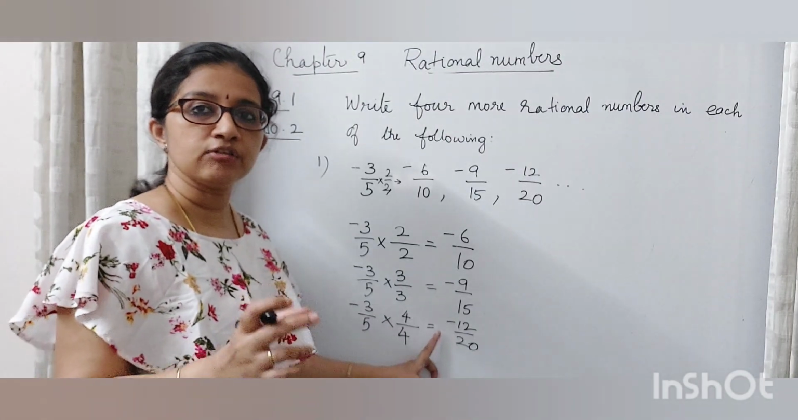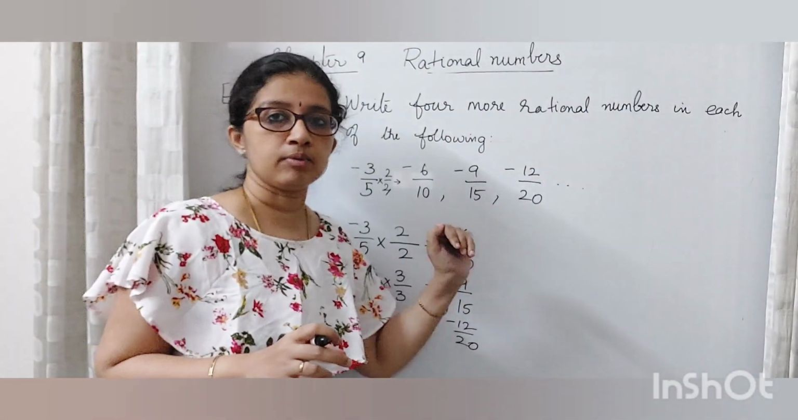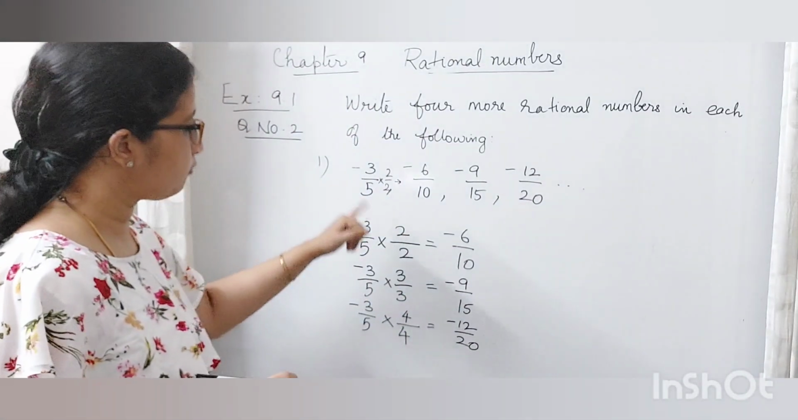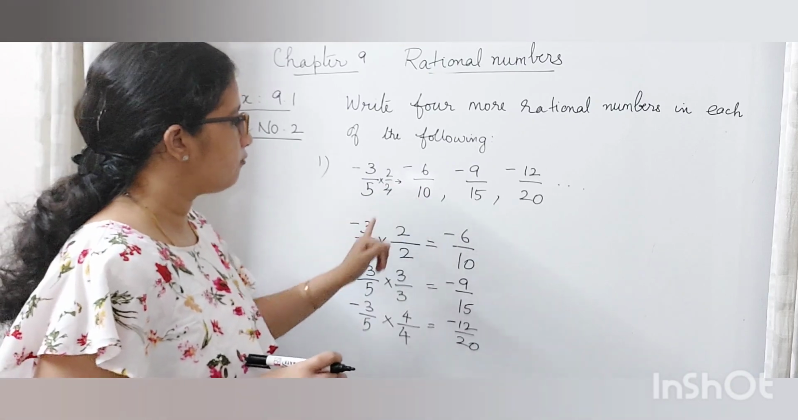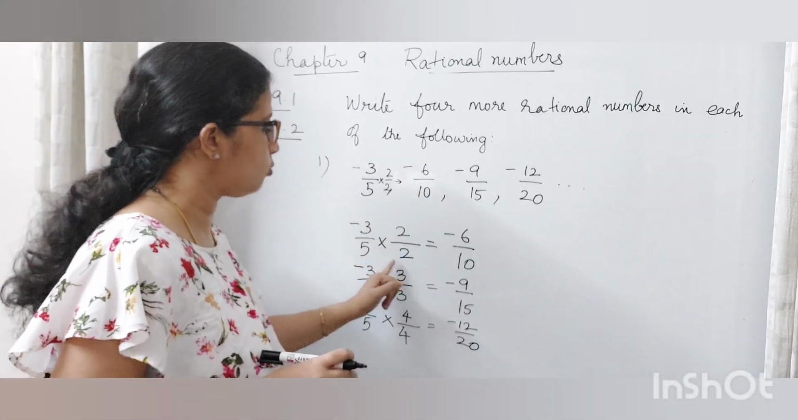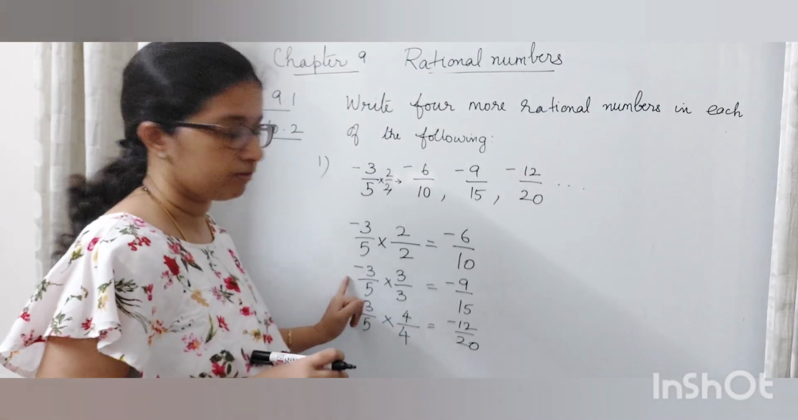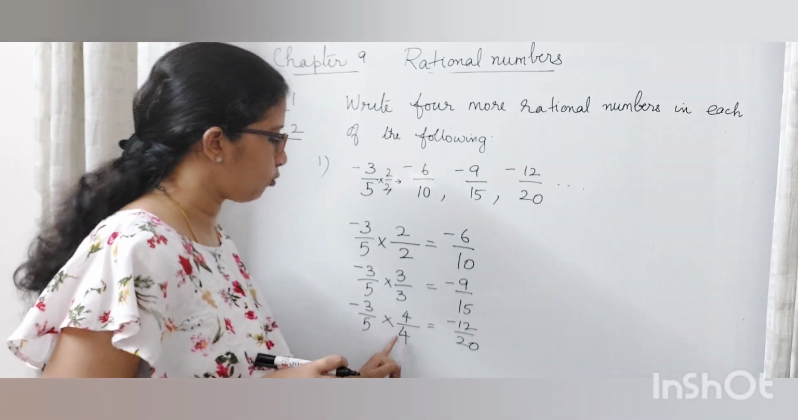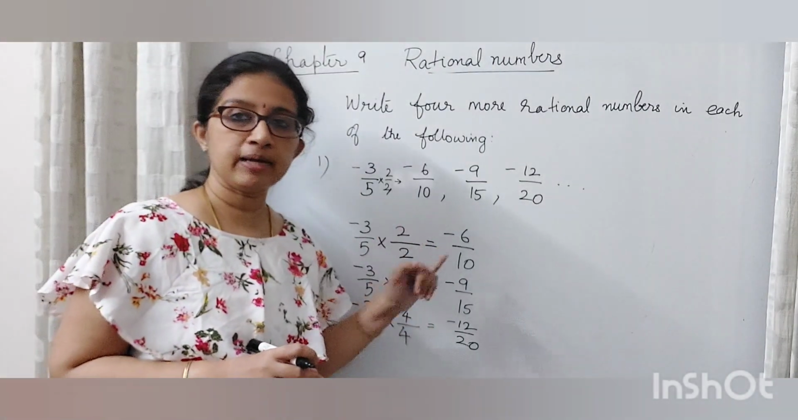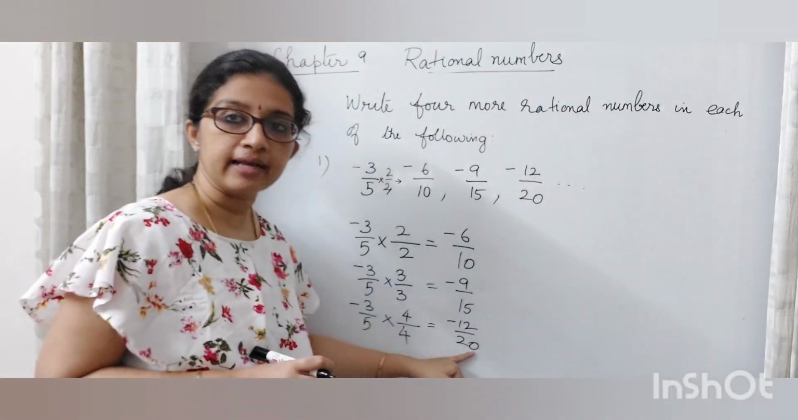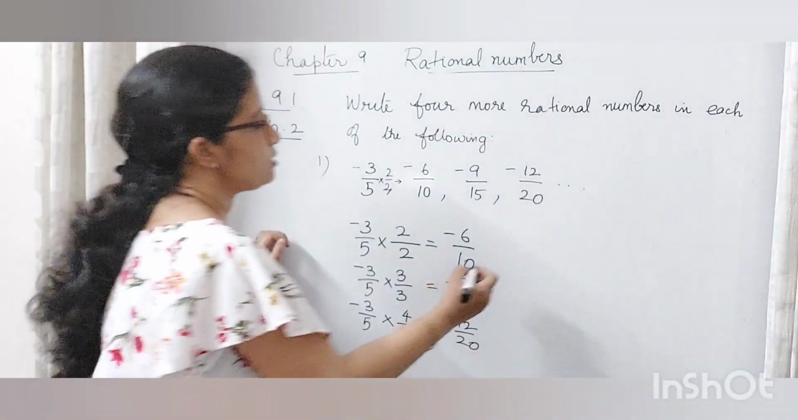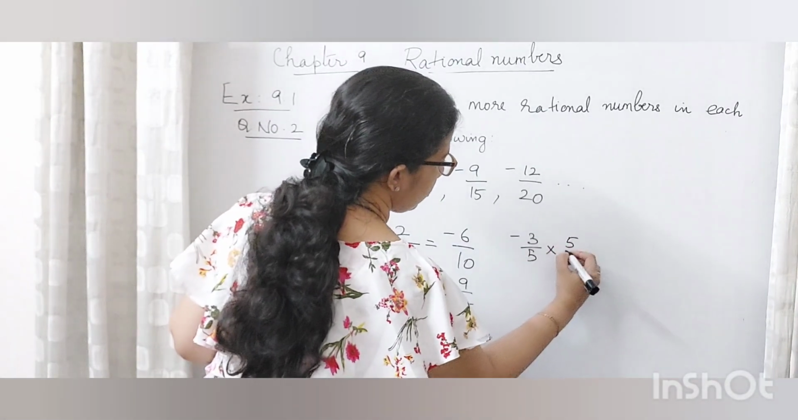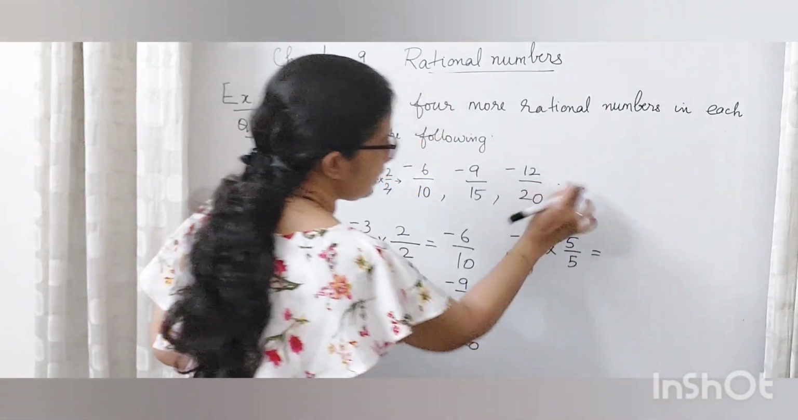Now, what is the question? We have to find the next 4 rational numbers. To get the second number, we multiplied the first number with 2 by 2. For the third number we multiplied it with 3 by 3. For the fourth number, we multiplied the first number with 4 by 4. So what should we multiply the first number with to get the fifth number? Minus 3 by 5 into 5 by 5. If we do, we will get the next number.